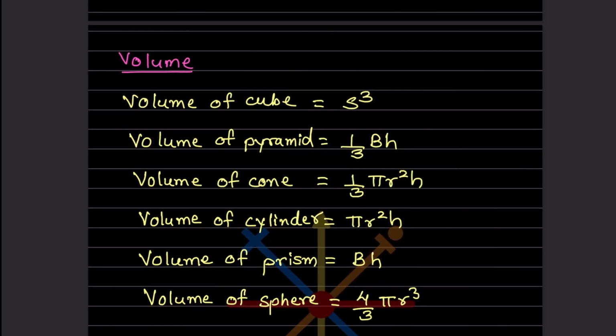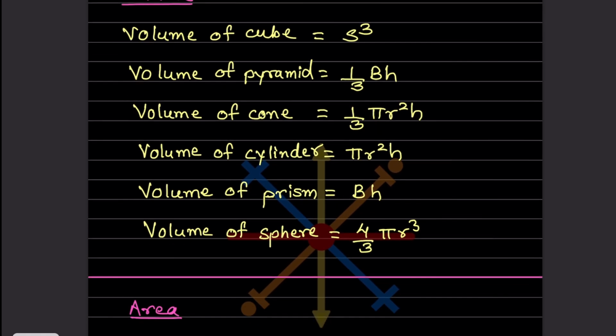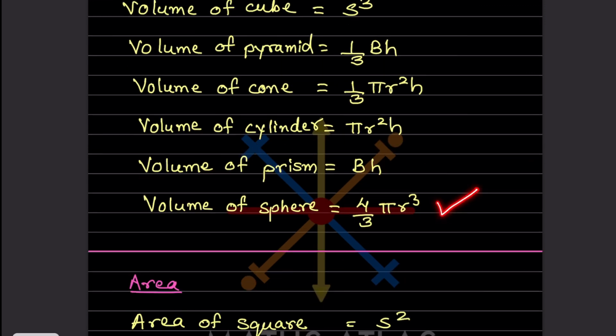Now let us see the volume. Volume of a cube is S cube. Volume of a pyramid is half into BH. Volume of a cone is 1 by 3 pi r square h. Volume of a cylinder is pi r square h. See, this is 1 by 3 pi r square h and this is pi r square h, so just see the difference between both of them. Then volume of a prism is BH. Volume of a sphere is 4 by 3 pi r cube.